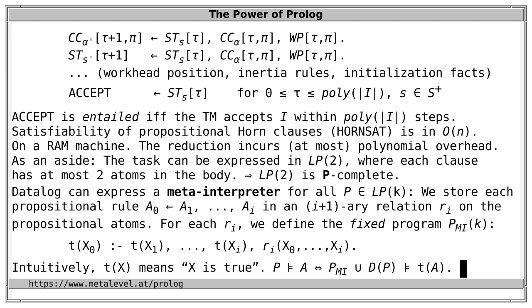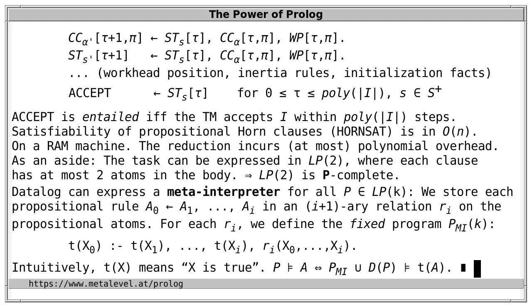And we have A is a semantic consequence of the original program P if and only if T of A is a semantic consequence of the meta interpreter applied to the extensional database that encodes P. And that completes the proof. The data complexity of Datalog is P-complete.